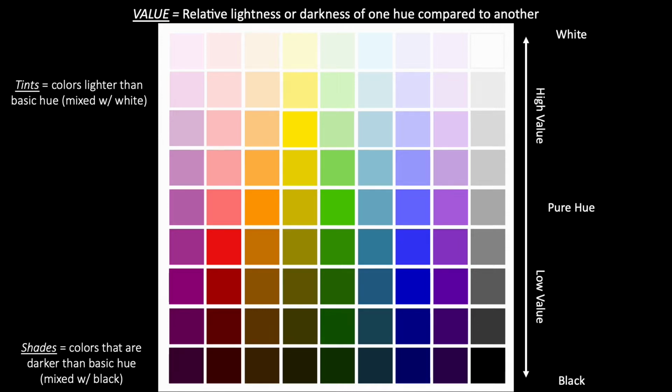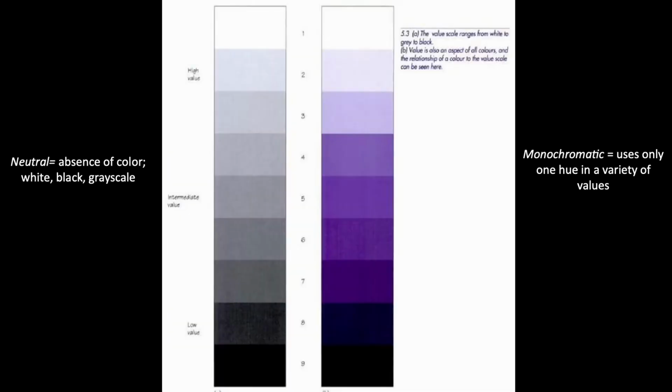So the closer we get to white, we are higher in value, whereas the closer a color gets to black, the darker or the lower in value. And in terms of value, we can have a neutral value scale, which implies an absence of color, generally using grays, whites, blacks, sometimes other neutral earth tones like browns, or we can have a monochromatic palette or range of values. So in a monochromatic work, it uses only one hue, but in a variety of values.